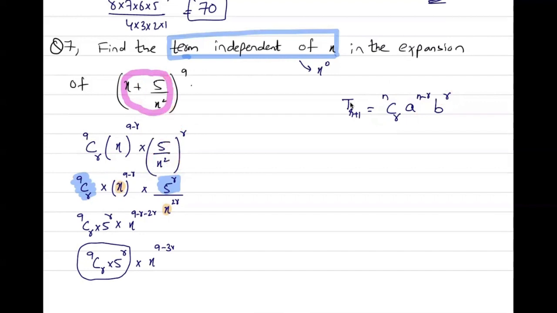Now 9Cr will be a part of the coefficient, and 5 to the power of r will also be part of the coefficient. And this is the variable: x to the power of 9 minus r divided by x to the power of 2r. Using the rules of indices, when the bases are the same and are being divided, the powers are subtracted. So x will have a combined power of 9 minus r minus 2r. Does that make sense?